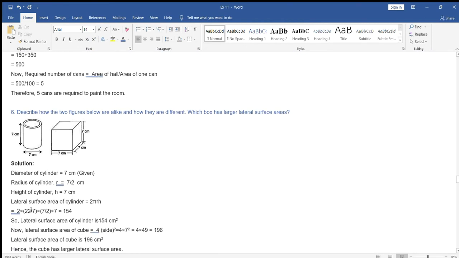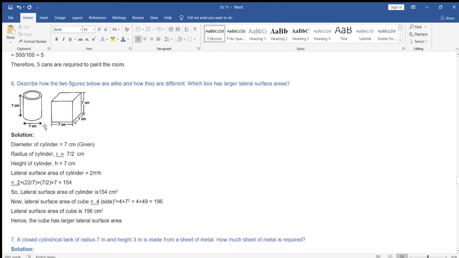Now here is our sixth question. Have a look, two diagrams are given to us. The question is how they are alike and how they are different. This you have to tell, and one more thing you have to tell: which box has larger lateral surface area? Larger lateral surface area means we are not considering bottom and top.